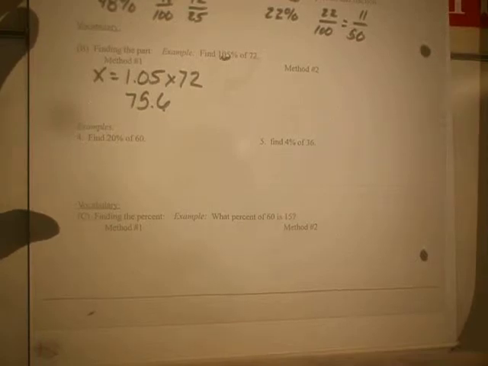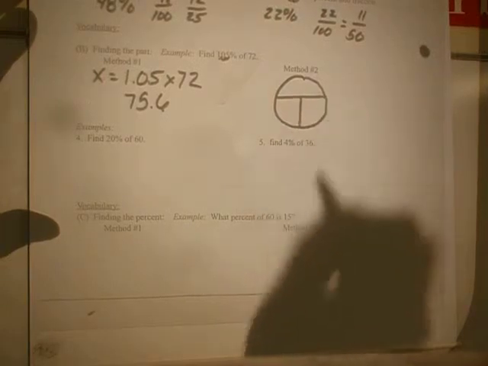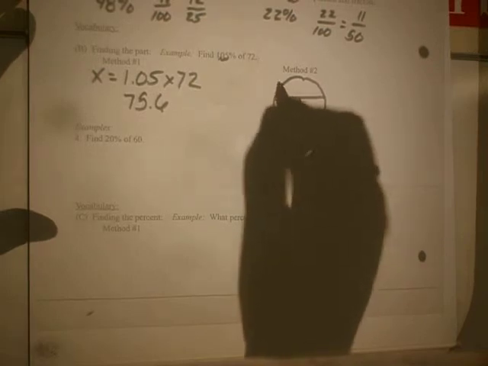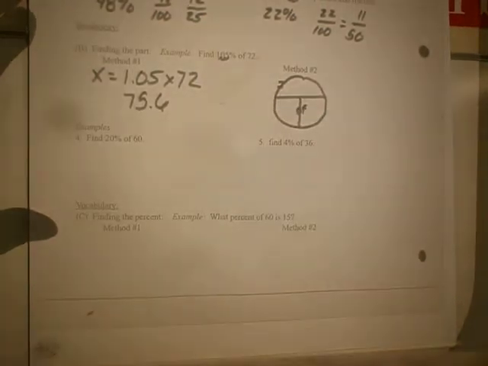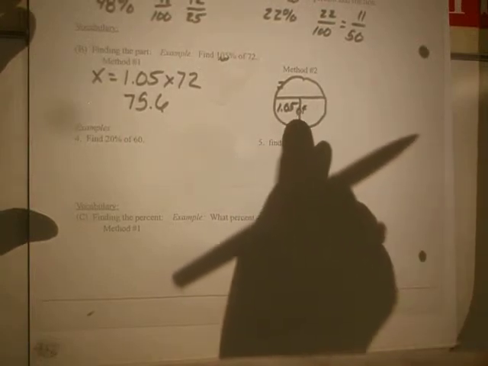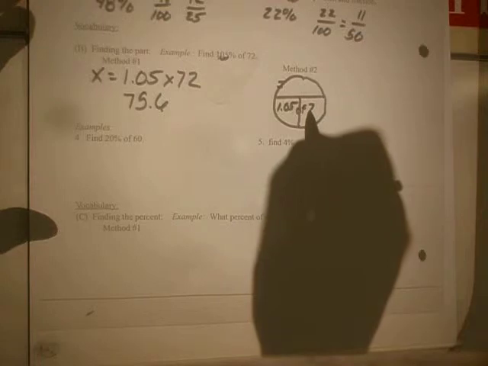The second method involves this little circle type thing. And I think you guys had something like this in science last year. The "of" goes right here, and the equal goes up here. So 105% will be written as 1.05 of 72. And then this is what we're trying to figure out.